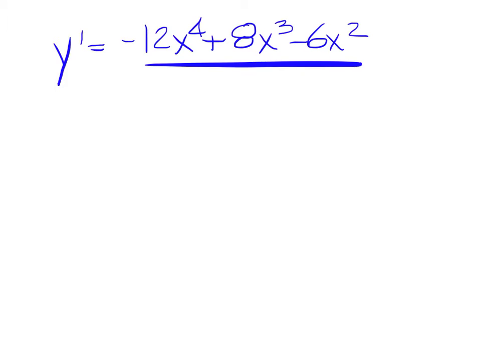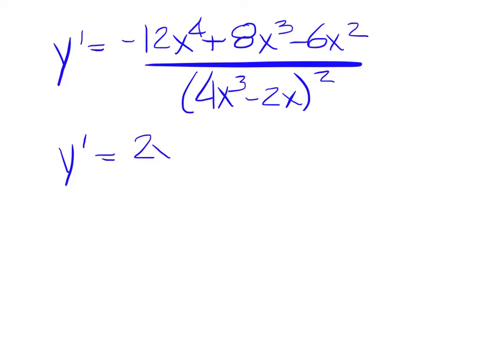Your final answer of y prime should be negative 12x to the fourth plus 8x to the third minus 6x squared over 4x to the third minus 2x, that quantity squared. Now, if you left it like this, it's okay, but on this one, let's see if we can take it a little further. On the top, you can take out a 2x squared and be left with negative 6x squared plus 4x minus 3.